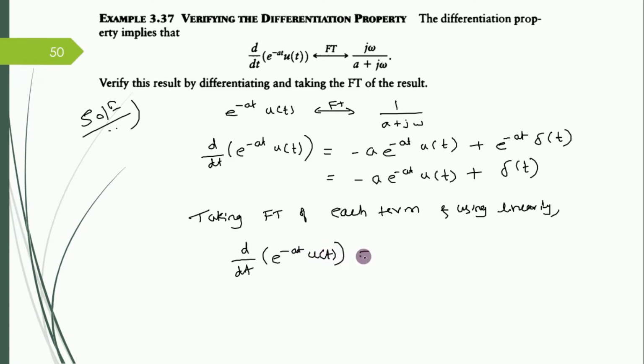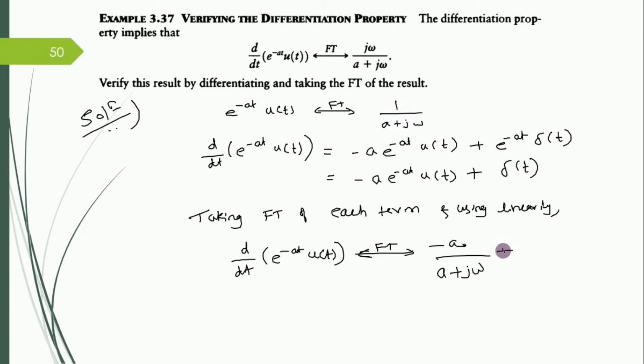Each term's Fourier transform, we get it as follows. So take the Fourier transform of this. Minus a is a constant, and you know that e raised to minus at has the Fourier transform 1 divided by a plus j omega. So 1 into minus a is minus a divided by a plus j omega. So minus a is a constant, and you have the answer already.